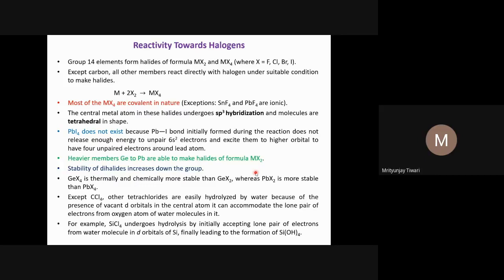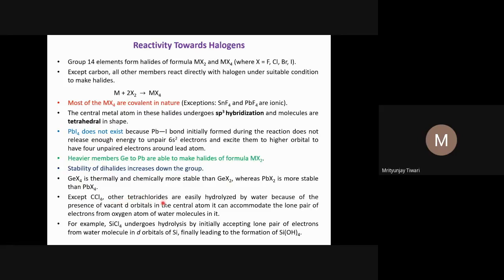Only PbX2 is the stable member. The other members, GeX2 and SnX2, are much less stable, but their stability increases down the group. The stability of dihalides increases down the group. GeX4 is thermally and chemically more stable than GeX2, whereas PbX2 is more stable than PbX4. I have already explained the reason.